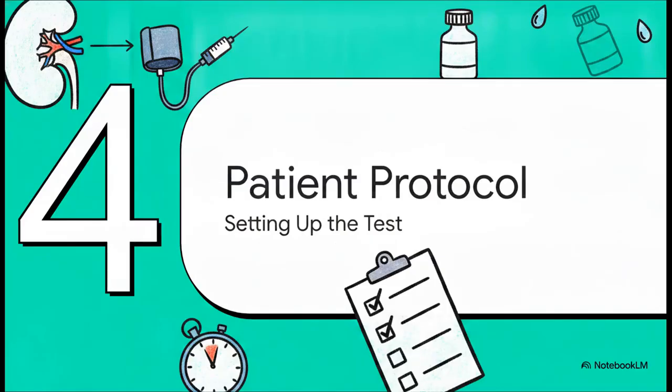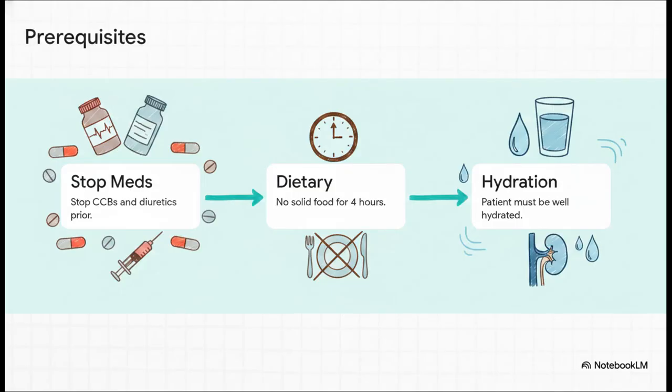Section 4. Patient protocol and workflows, setting up the test. The absolutely crucial point here is making sure our patient is perfectly prepped so we don't accidentally sabotage our own investigation. Before we even think about administering any tracers, we have to strictly enforce this prerequisite checklist. First up, calcium channel blockers are out. They cause vasodilation and trigger false negatives. Diuretics must be stopped for 5 to 7 days prior. Second, a strict 4-hour fast from solid foods just to prevent nausea. And finally, the ultimate arch nemesis of a good renal scan, dehydration. The patient must be extremely well hydrated to avoid massive false positive results.